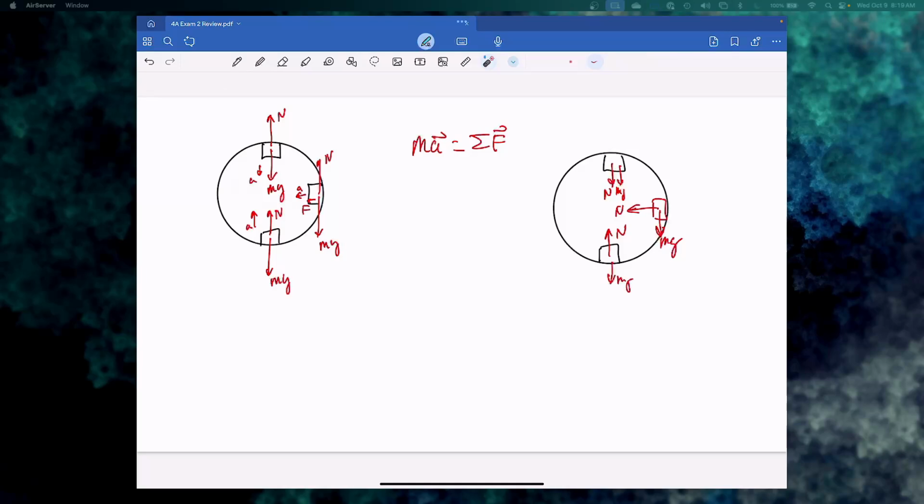What's the centripetal force at the top? Gravity, right? What's the centripetal force at the top of this one? Well, it happens to be both of them, right? The centripetal force is a force that's already there. It's another name for the force that points towards the center.